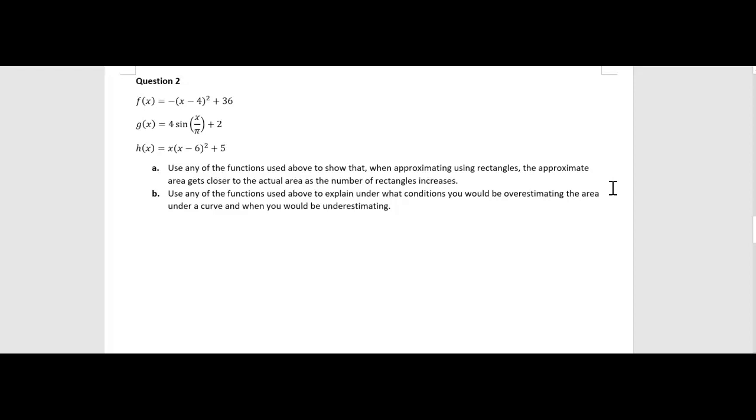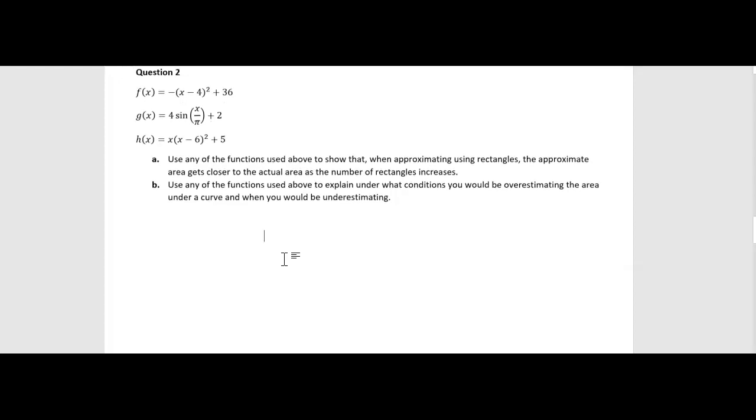All right, so in question 2, we've got 3 different functions. We've got 2 parabolas. Oh, no, sorry. We've got 1 parabola, a cubic. I think in class yesterday I said we had 2 parabolas, not actually noticing this x out the front. So we've got a parabola, a sine graph, and a cubic. So use any of the functions used above to show that when approximating using rectangles, the approximate area gets closer to the actual area as the number of rectangles increases.